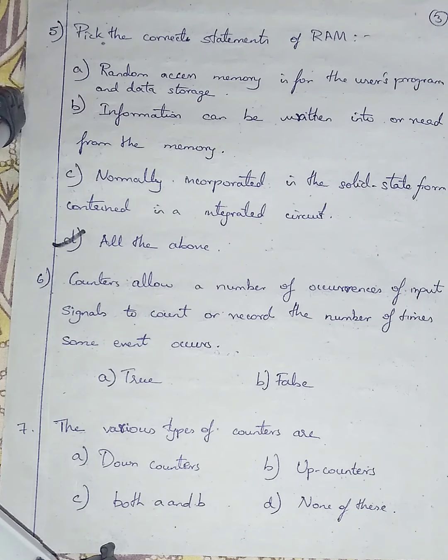Counters allow the number of occurrences of input signals to be counted, or record the number of times some event occurs. Option A is given as true and option B is given as false. What are counters? What is the function of counters? Counters allow the number of occurrences of input signals to be counted.